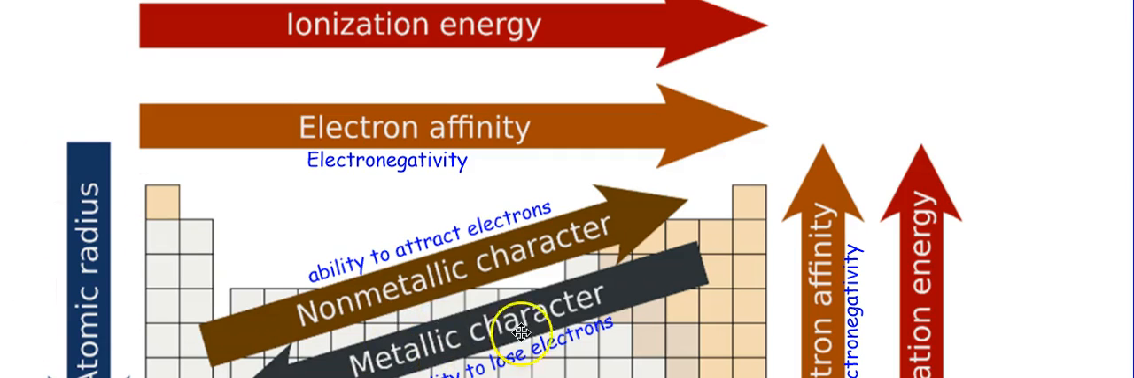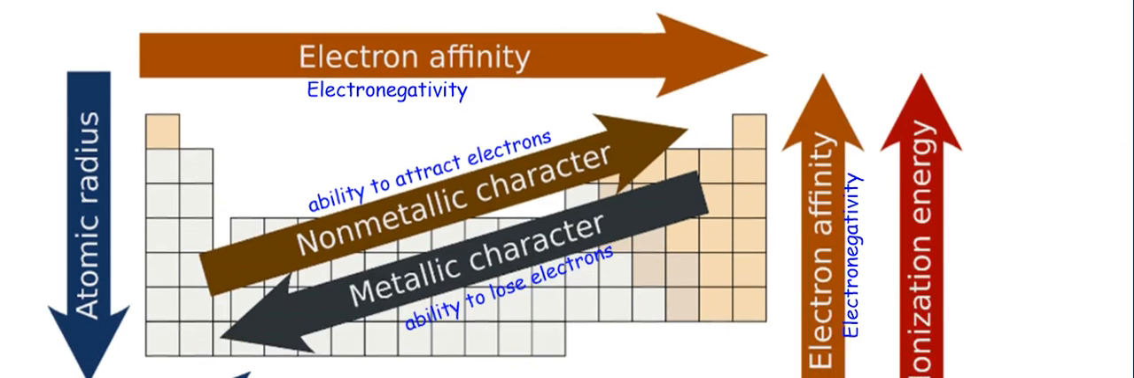All right, so what about metallic character? The more metallic, the greater the ability to lose electrons. So it has a very low ionization energy. It has a very low electron affinity.